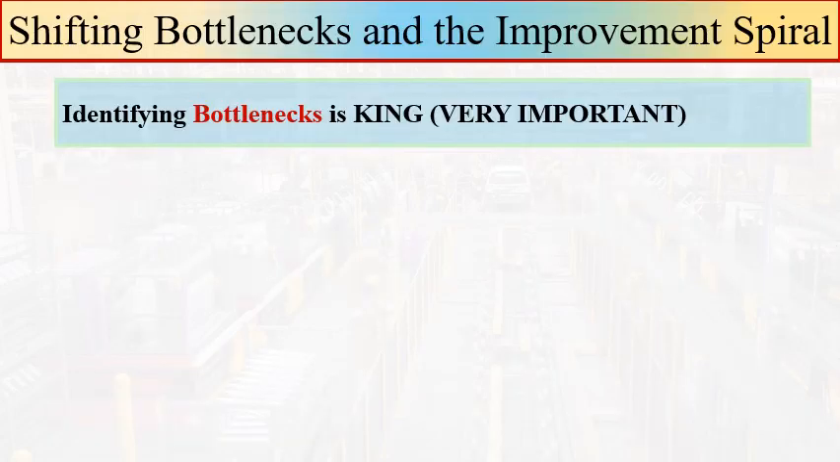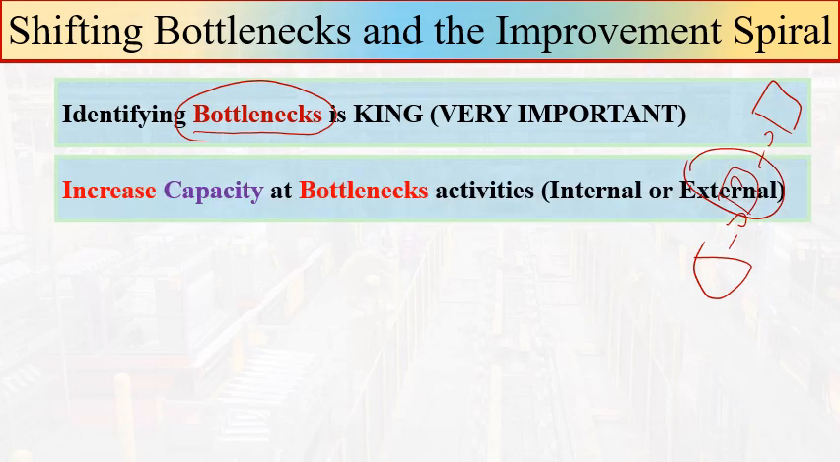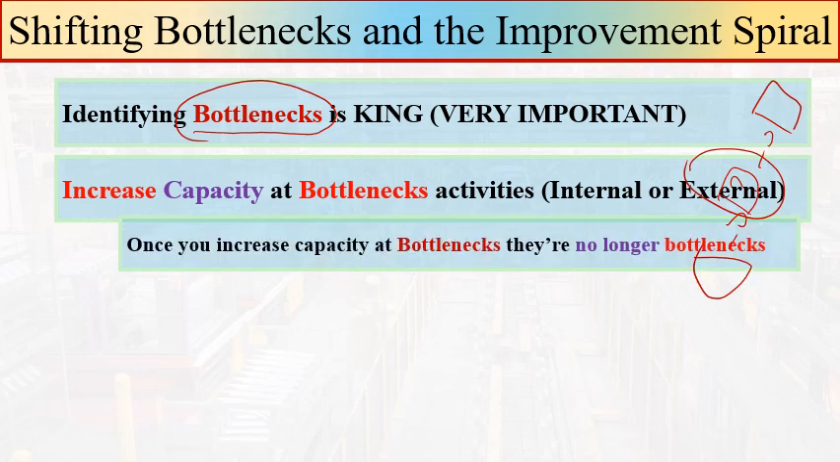So overall, bottlenecks are the most important in processes. If you have a process and this happens to be the bottleneck, this is what's slowing the system down, then you have to identify it. That's obviously one of the most important steps in throughput improvement. And as we said, you want to increase capacity of these bottlenecks, whether they're internal or external.